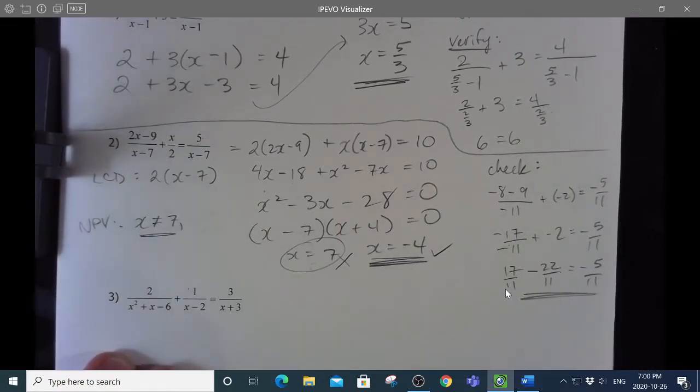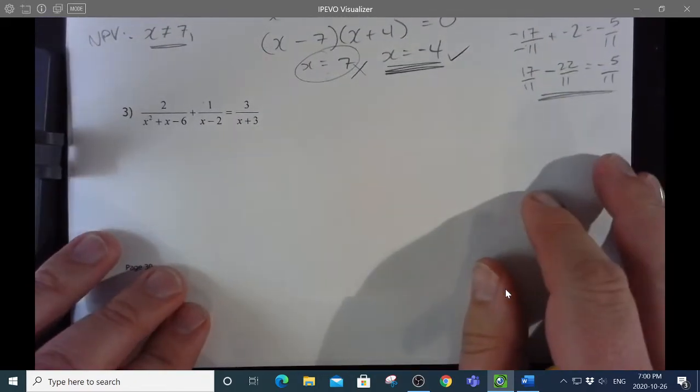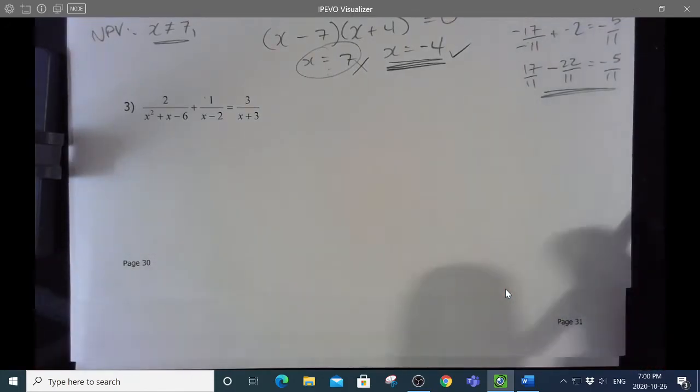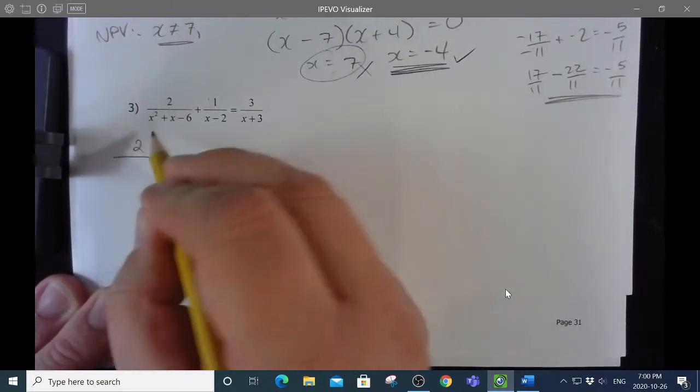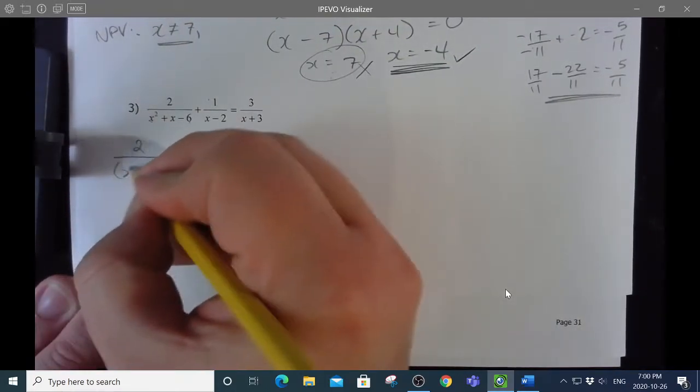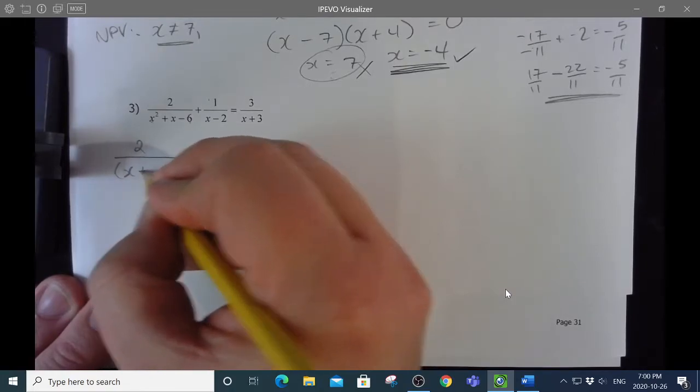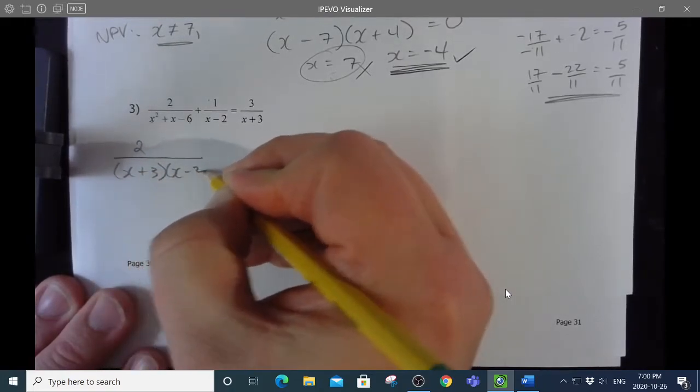Okay, now number 3. Let's try this guy out. This time I'm going to have to break up my factoring skills to figure out what my LCD is. So the first thing I'm going to do is factor: what 2 numbers multiply to make negative 6 and add to make 1? That's going to be plus 3 and minus 2.